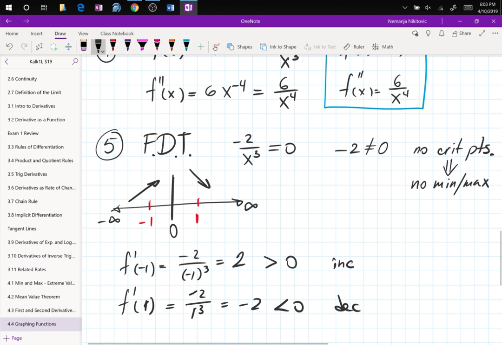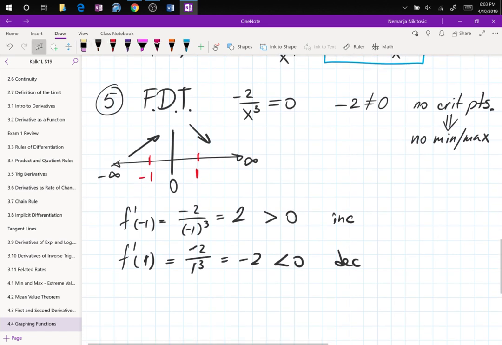Obviously, you cannot claim maximum at 0 because there are no critical points. We have a vertical asymptote at 0. No critical points going through x equals 0. Therefore, we can't claim max, even though it looks like there should be a max. We are done with the first derivative test.